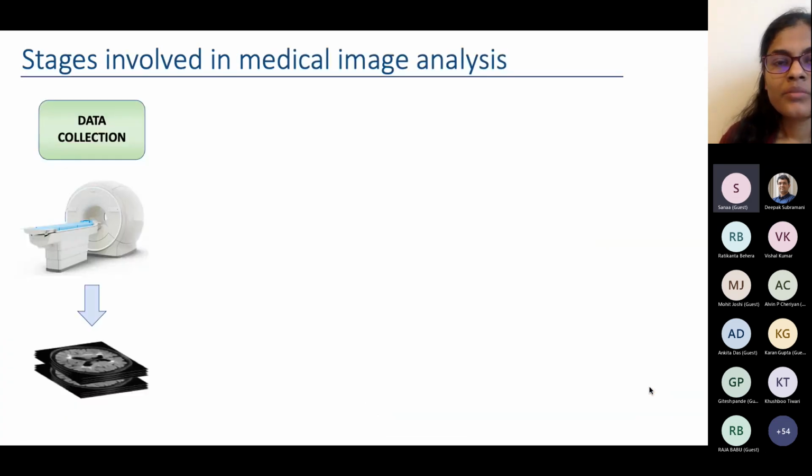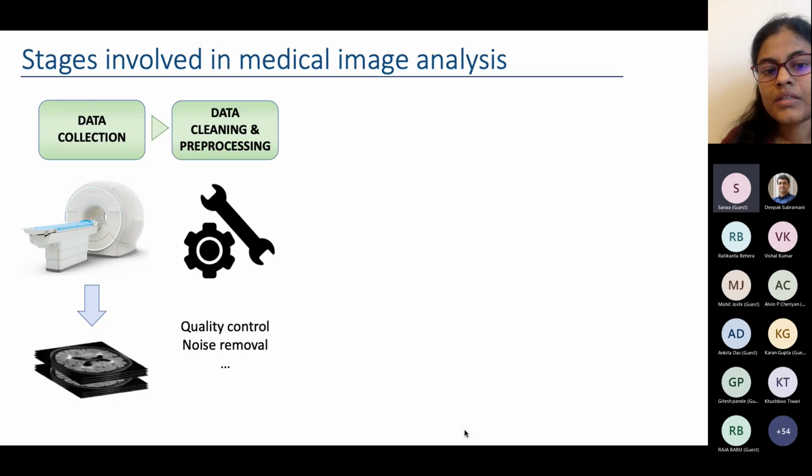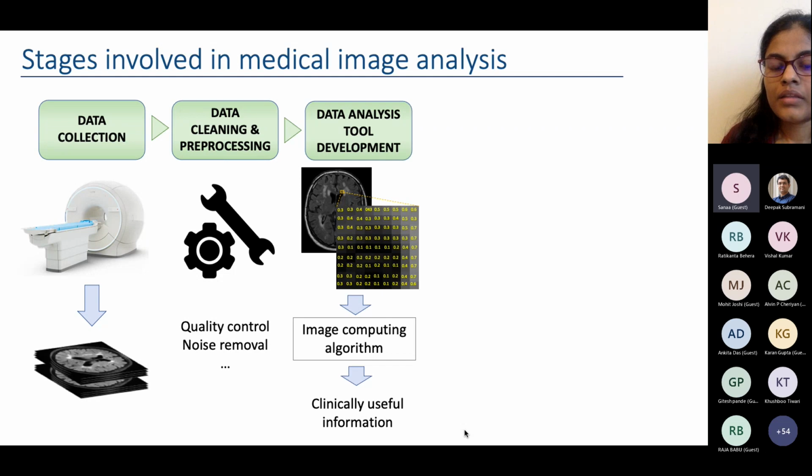So the stages involved in medical image analysis: we collect data from a clinical setting or a research setting for a specific study, and then the next stage is to process the data. Not all the data that's acquired can be of good quality, so we need to do a quality checkup and then do image enhancement or noise removal, and then that's the main part and the prominent area that we will be doing the research in BioMedIA Lab.